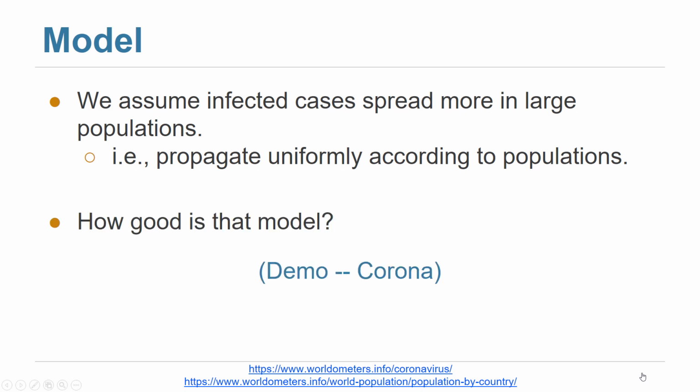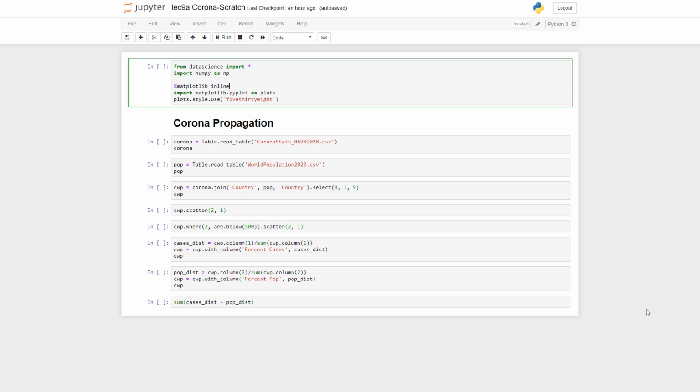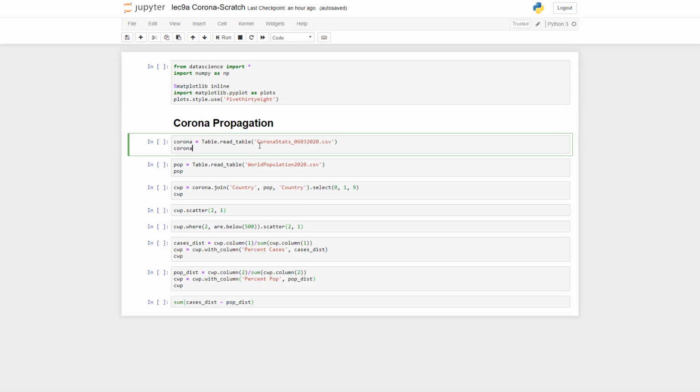So what we will learn in this session, inshallah, is how to evaluate the model, or how to evaluate the quality or the goodness of the model. And we started already using some data. So we had two data sets as we saw last time.